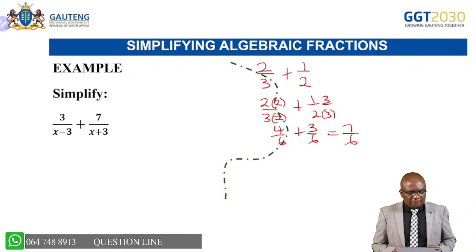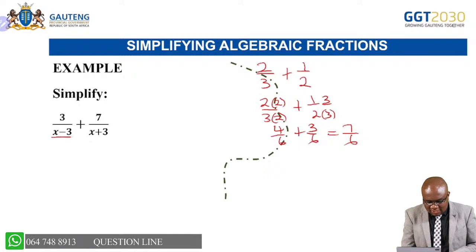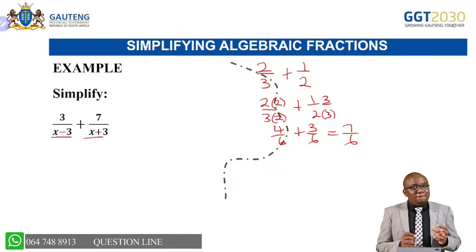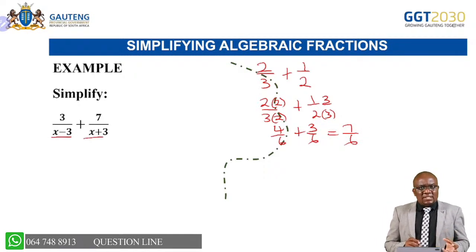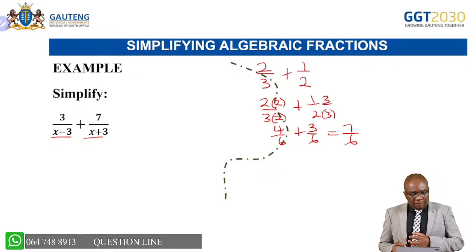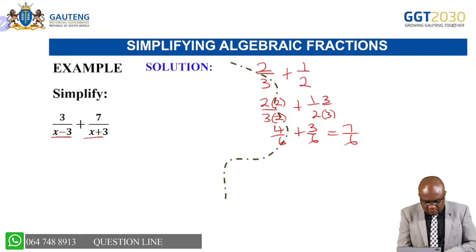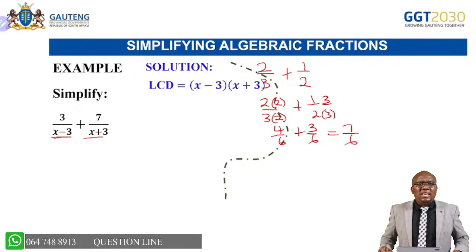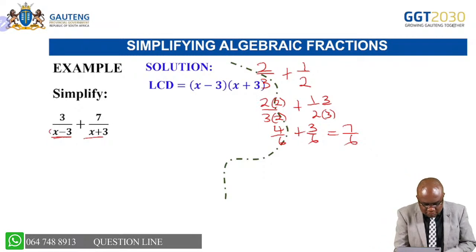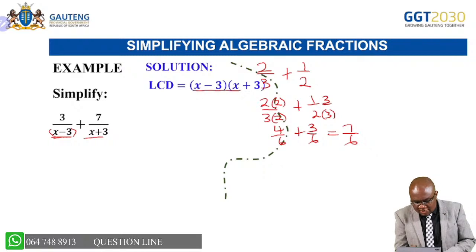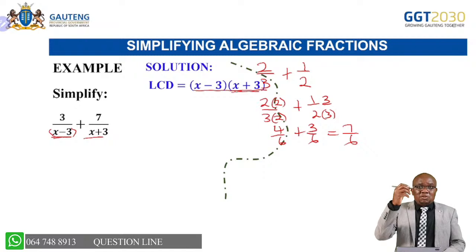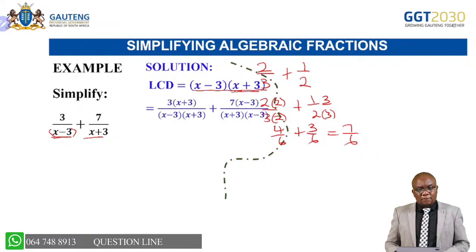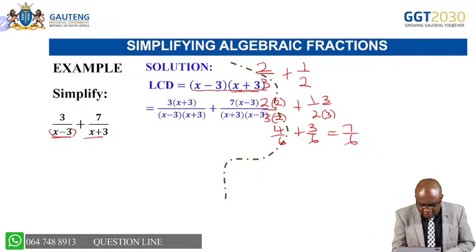It's the same thing. So now, what is the LCD here? Make sure that every denominator is represented in your LCD, but don't repeat it. So now it's going to be x minus 3 times x plus 3. That is the LCD. So what do we do to x minus 3 to get this LCD? We must multiply the numerator and the denominator by x plus 3, like this. You see that? We've multiplied by x plus 3.